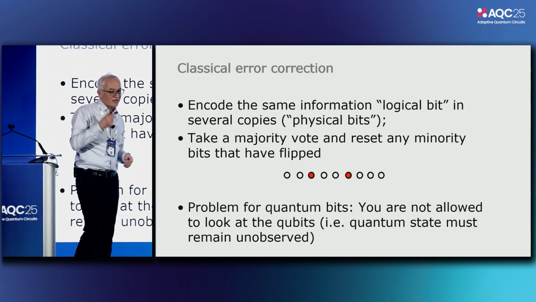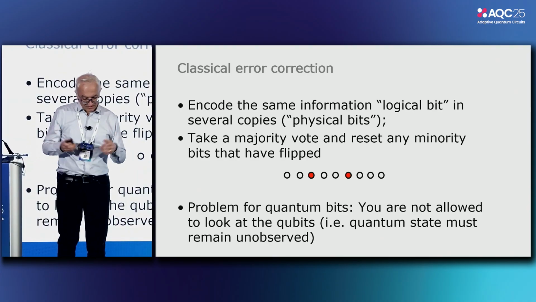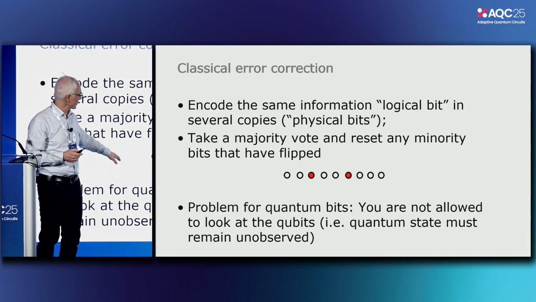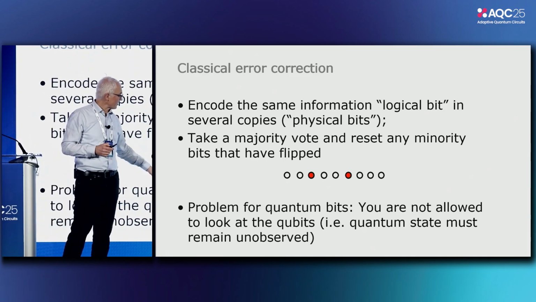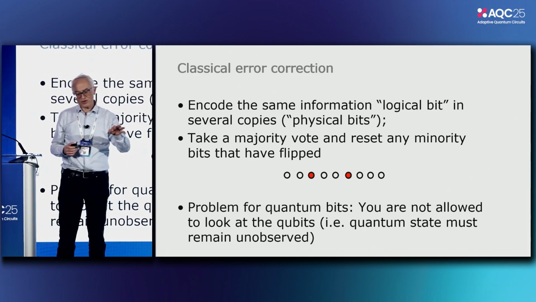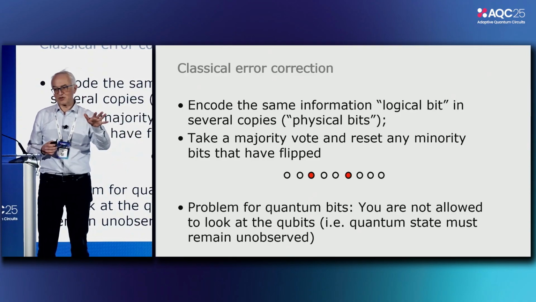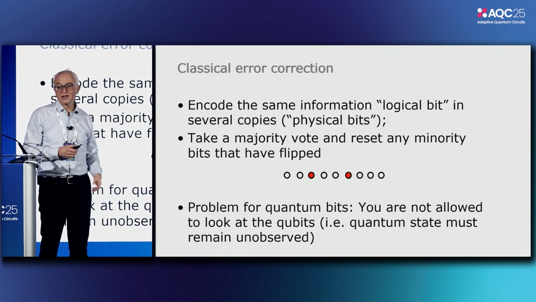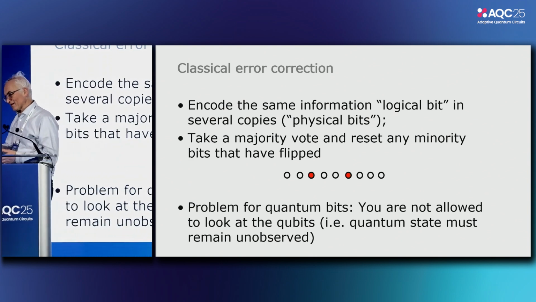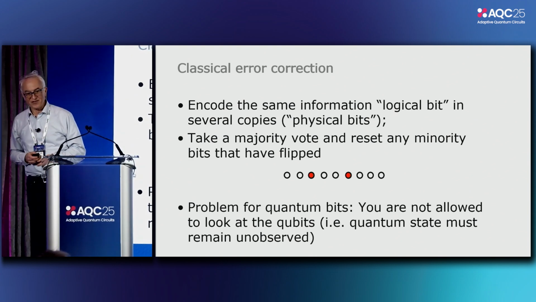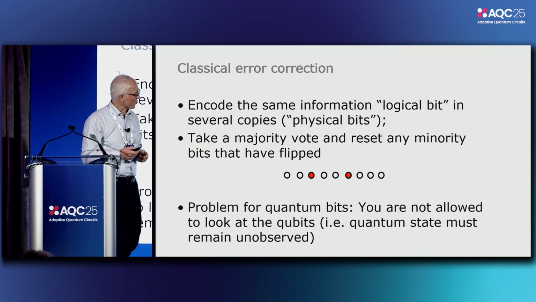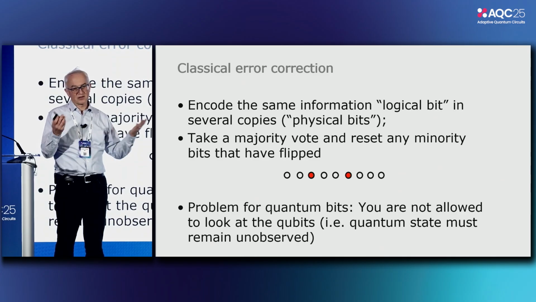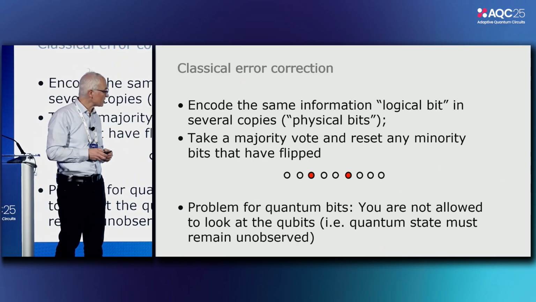Quantum error correction is really a remarkable theoretical idea that is not obvious at all. In classical error correction, if you look at a string of nine bits, you just look at which ones are in which state, you take a majority vote, and then you reset, in this case, the red bits to white, because it's much more likely that two bits flipped than that five bits flipped. However, in quantum mechanics, of course, you're not allowed to do that. As soon as you look at the state of the qubits, the whole quantum character is lost.